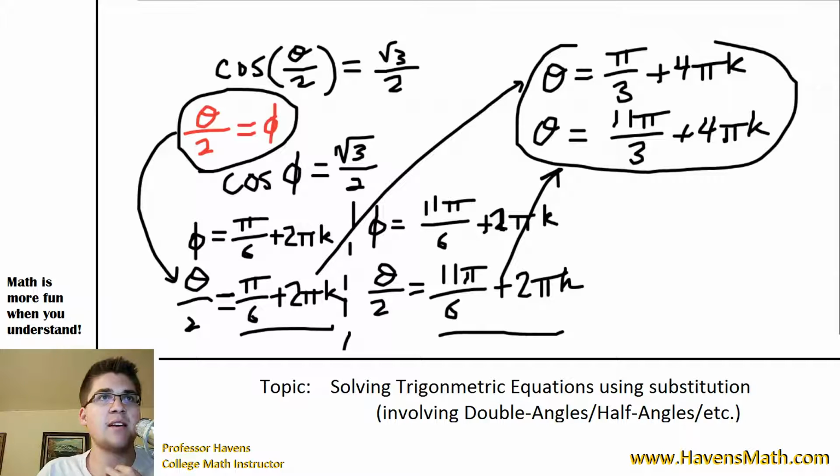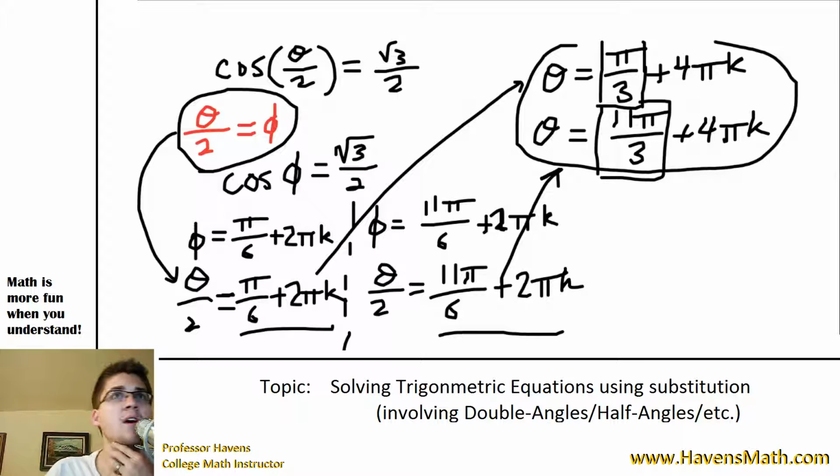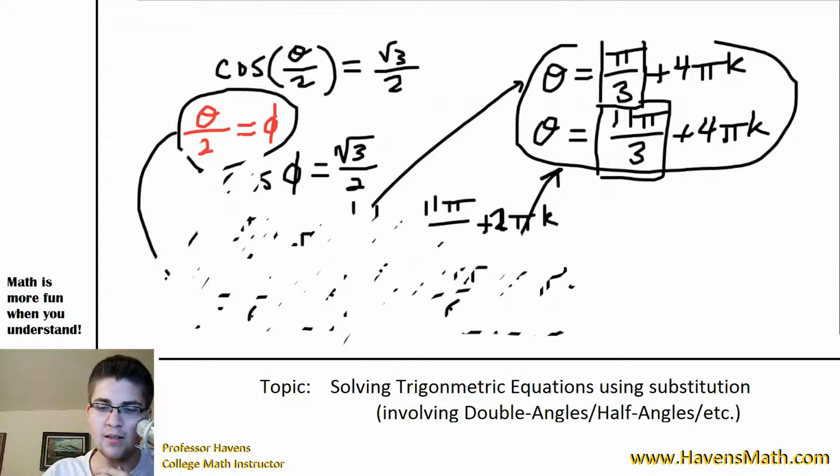So we could take some of these solutions, like for example, when k is 0, we could take these two and make sure that these values actually work in the equation. So let's actually do that. That's going to be a good exercise. Anytime you're dealing with an equation, it's always good to check your solution to make sure that it does indeed work in the original equation. I just wanted to do an example with a double angle like this.